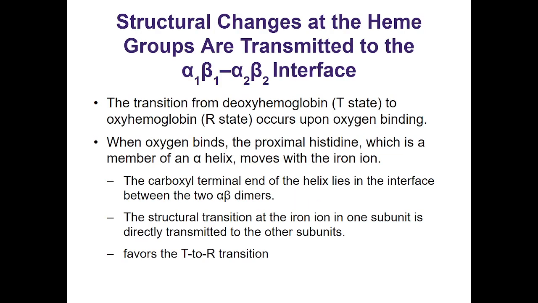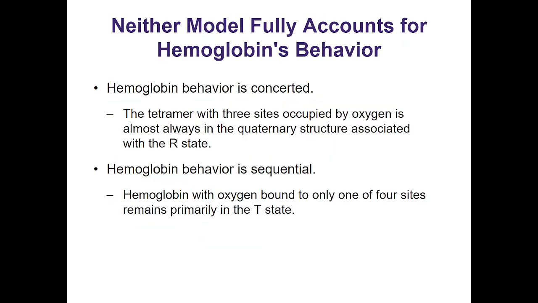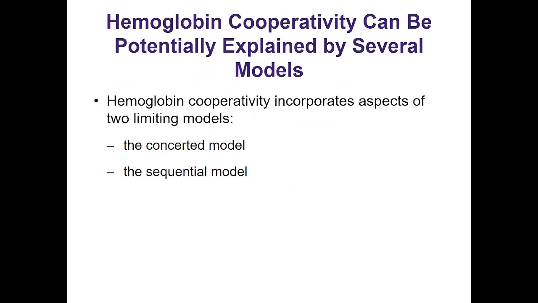So the transition from the deoxyhemoglobin T state to the oxyhemoglobin R state occurs upon the oxygen binding. When oxygen binds, the proximal histidine, remember that's a member of the alpha helix, is going to move with the iron ion. The carboxyl terminal end of a helix lies in the interface between the two alpha beta dimers. Okay, so what does that mean?